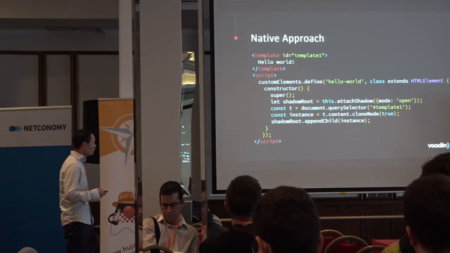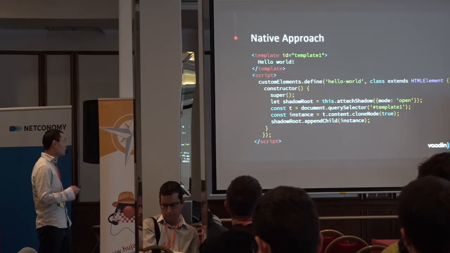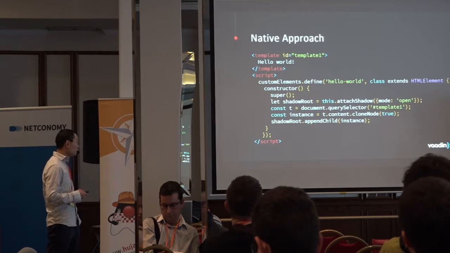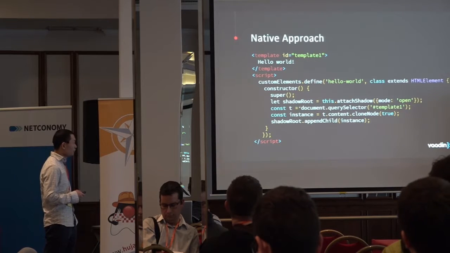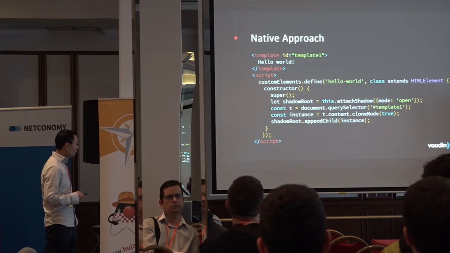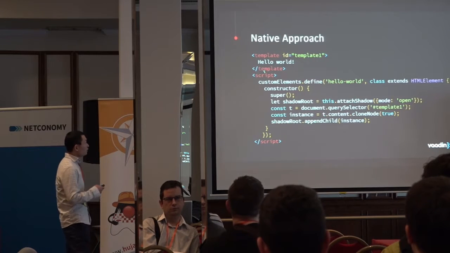And inside this constructor, you first call super to get something initialized. Then you attach the shadow DOM there. And after you have the shadow DOM, you can get this template here, clone that template and append that clone into your shadow root. So this is how you implement a very simple Hello World application.